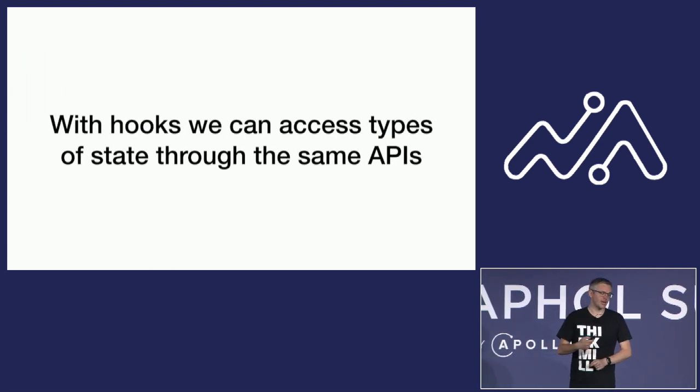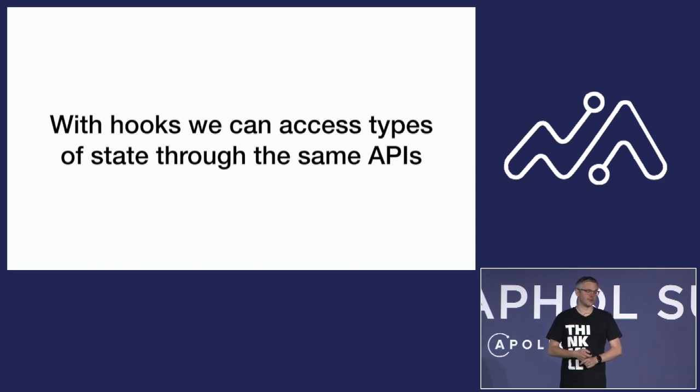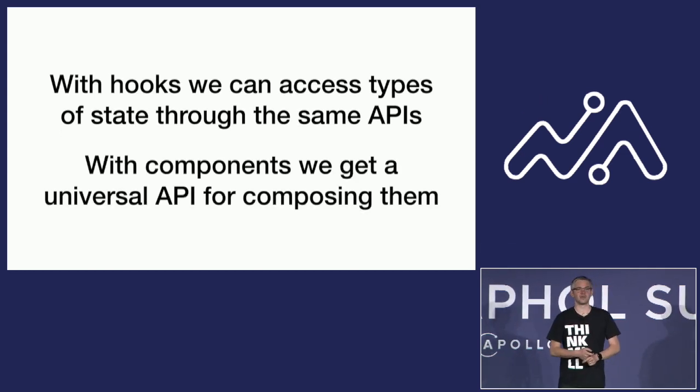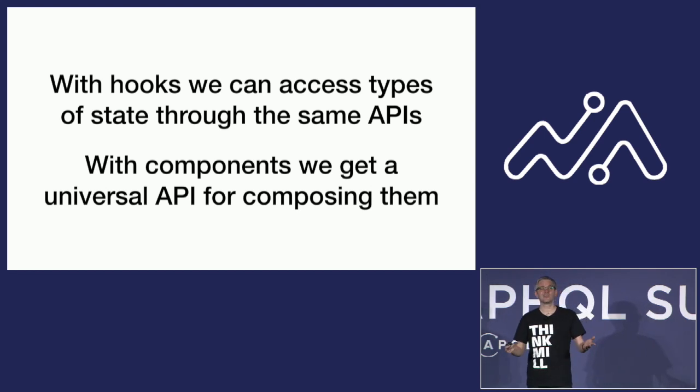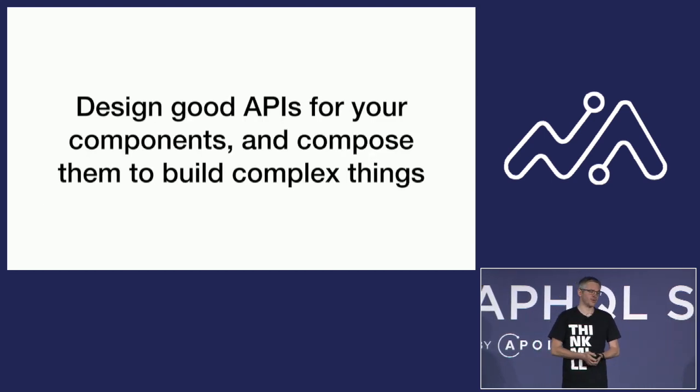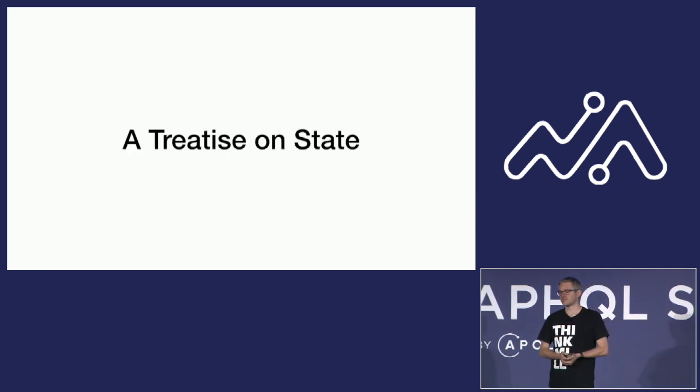With hooks, we can access the types of state through the same APIs. And then with components, we get a universal API for composing them together. And that's really all we need to build complex, sophisticated applications that scale. So design good APIs for your components, and then compose them to build complex things. And that's my treatise on state.